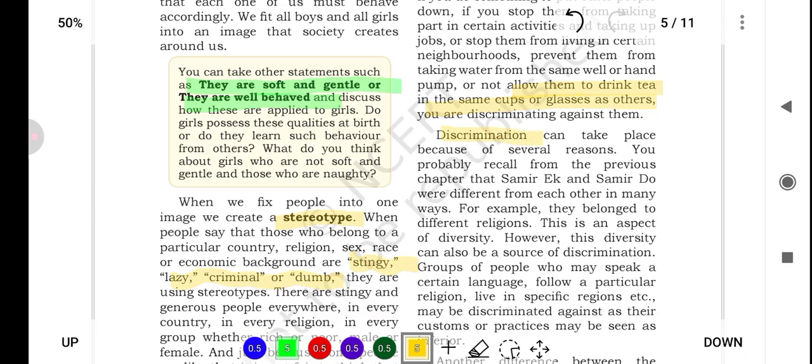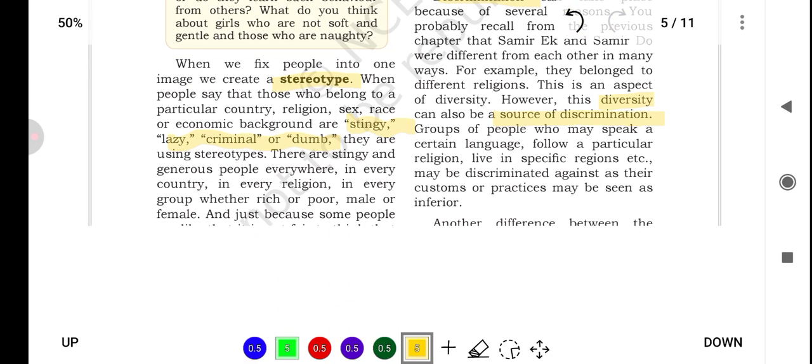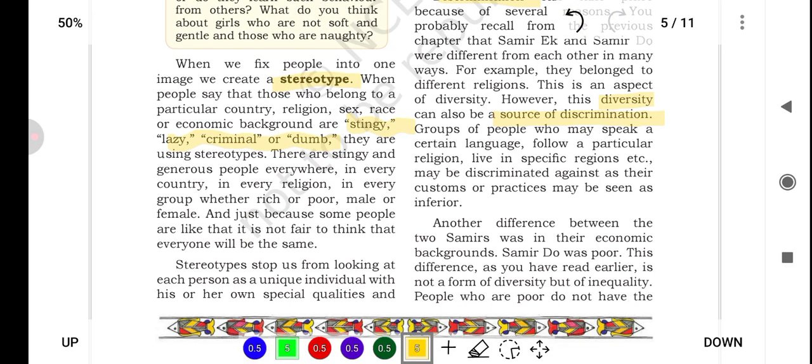You probably recall from the previous chapter that the two Samirs were different from each other in many ways. For example, they belong to different religions. This is an aspect of diversity. However, this diversity can also be a source of discrimination. Groups of people who speak a certain language, follow a particular religion, live in specific regions, etc., may be discriminated against as their customs or practices may be seen as inferior.